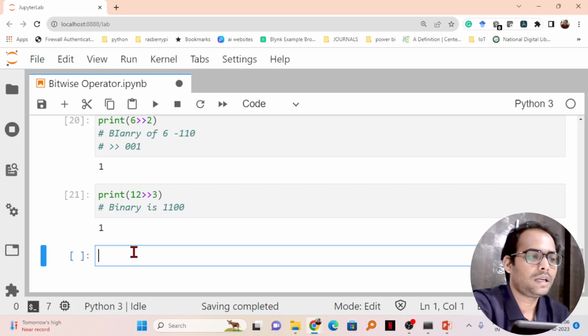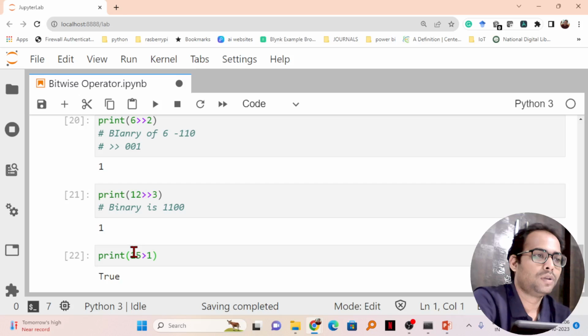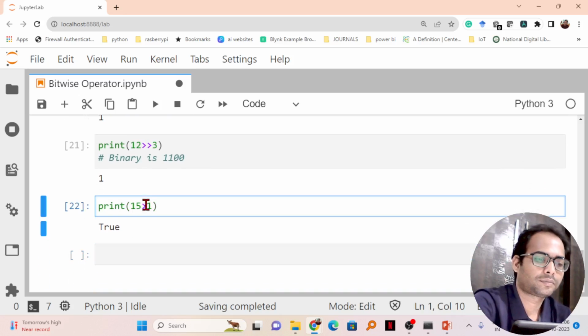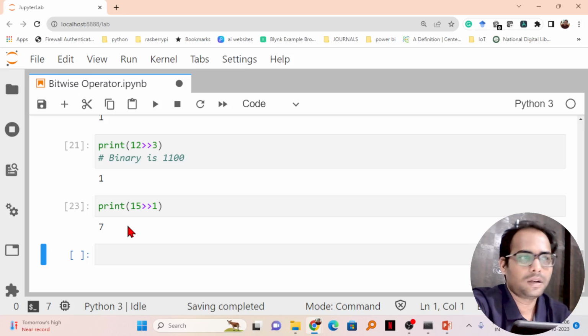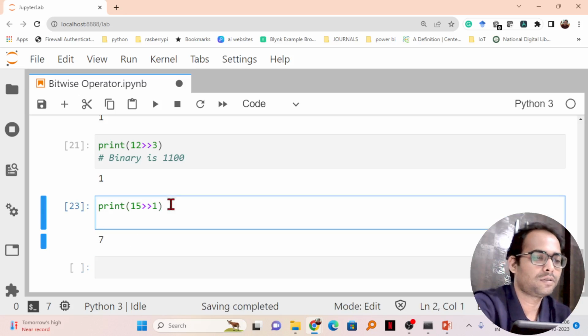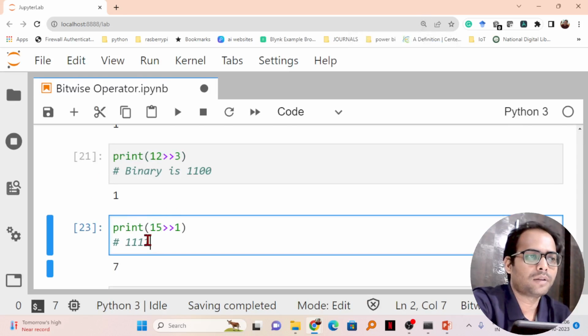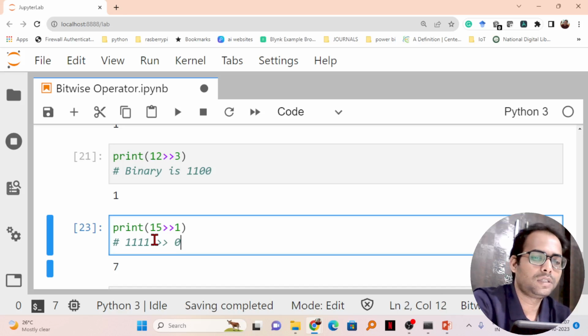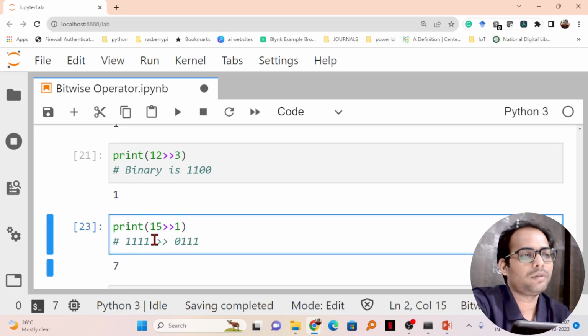Now let us take 15, where all bits are 1. I just want to take another example with left shift by 1. Here the answer is 7. How is it becoming 7? Let us see. 15 is 1 1 1 1, 4 ones are there, and you have to shift by 1. So this one will be shifted out of the box, and at this side I will add one more 0. That becomes 0 1 1 1, and that is nothing but 7.